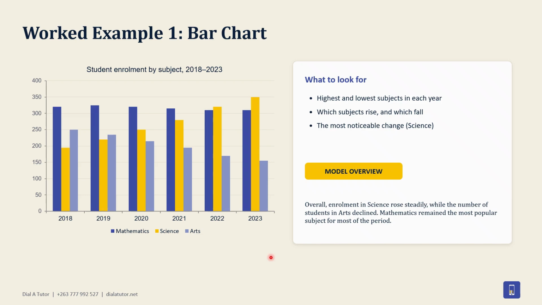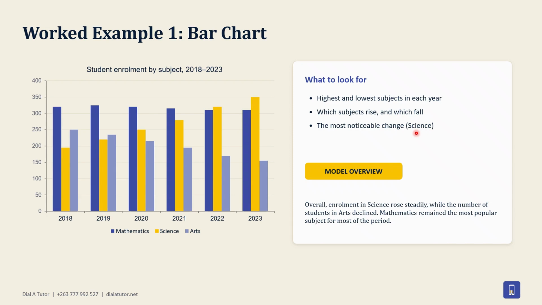But now, let's have a look at the first example, which is the bar chart. What we do have here is student enrollment by subject, 2018 to 2023. All right. So what are you being asked? You have to look for the highest and lowest figures in each year, which subject rose, which subject fell, the most noticeable change. So the first aspect, obviously, is to mention what the picture shows, because they will ask you to describe.